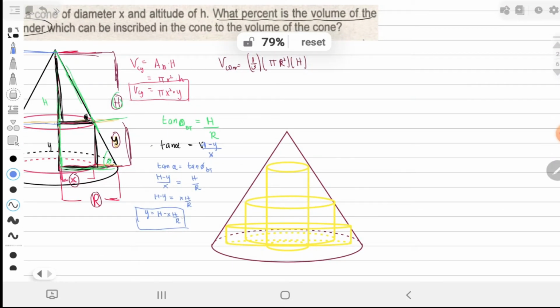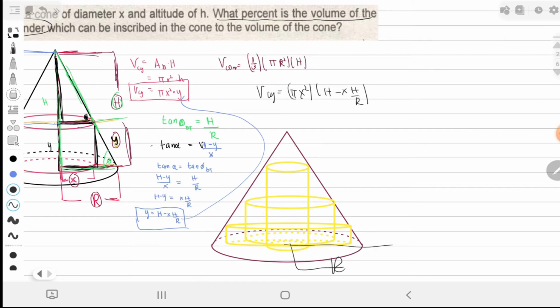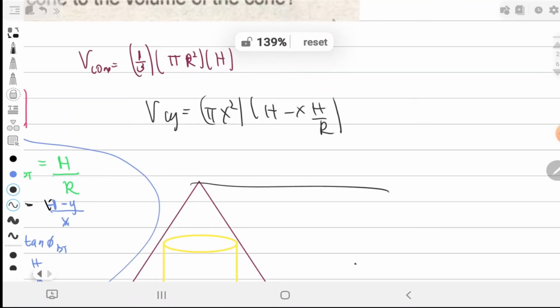So, pag sinubstitute natin to dito, so we'll have a value equal to V of my cylinder, I will have pi x squared multiplied by y, which is equal to h minus x multiplied by h over r. Take note na itong h and r natin are already constant, di ba? Kasi ito yung ating kukunin. Kasi ito yung dito natin ilalagay yung ating cylinder. So, hindi na ito tataas, hindi na ito bababa. Yung cylinder lang natin. Okay?